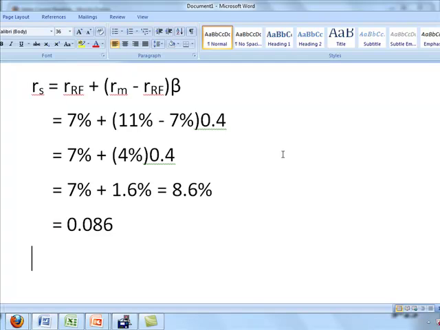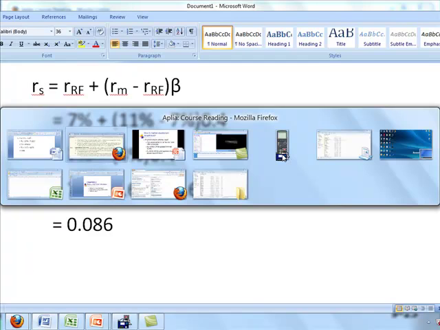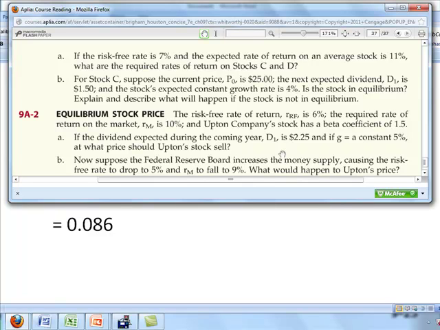But the next part is going to be very related to what we just talked about, but introduce the idea of what happens to bring things to equilibrium if we get there. Okay, so let's look at the next part. It says, for stock C, suppose the current market price is $25, and the next expected dividend, D1, is $1.50, and the stock's expected constant growth rate is 4%. Is the stock in equilibrium? And if not, explain what will happen.